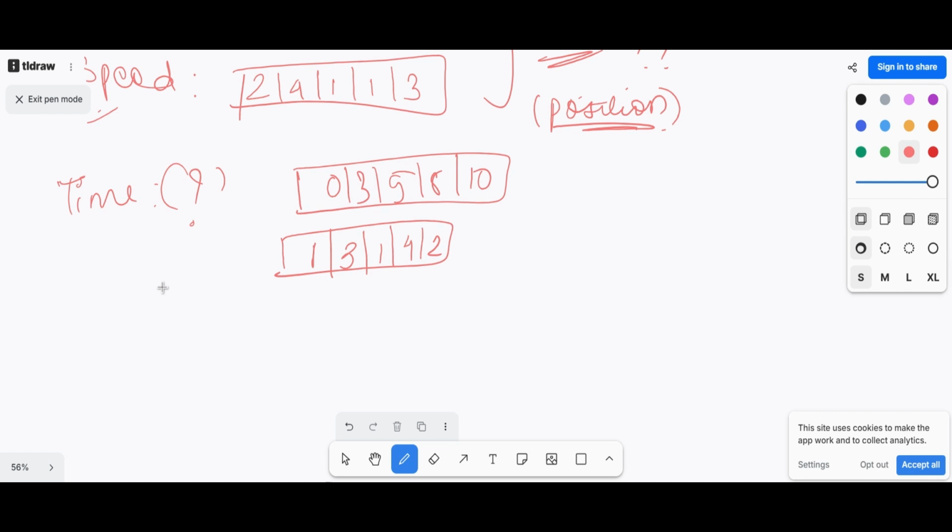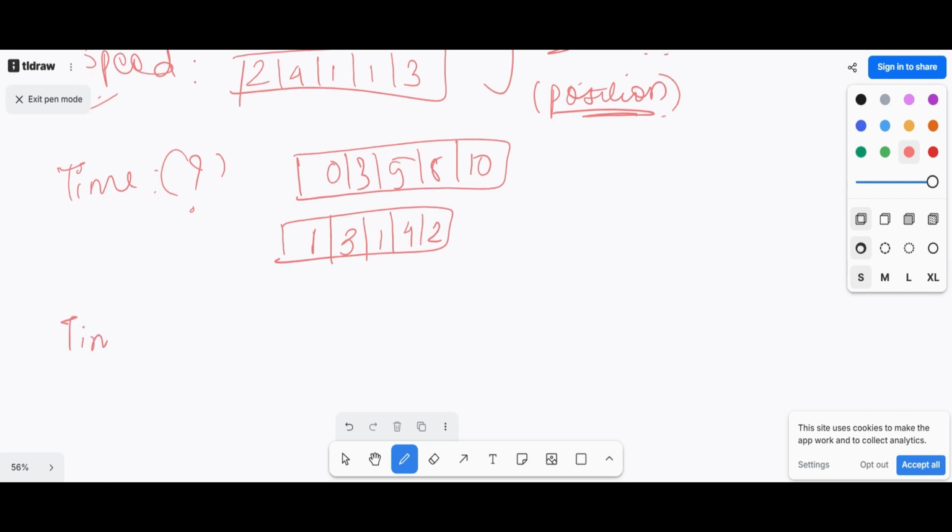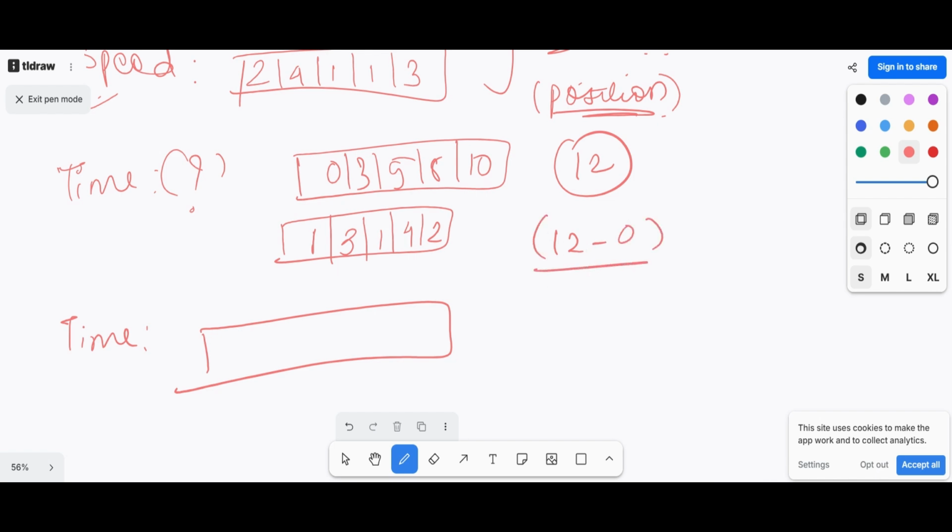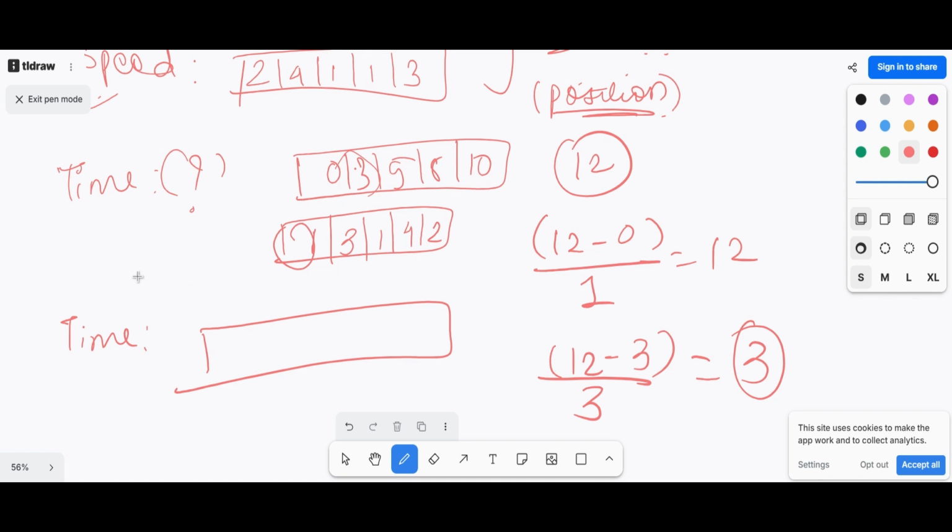Now at what time will they reach? If I have to calculate the time, let's say my target is 12 and I'm currently at 0, so 12 minus 0 divided by speed 1, so in total 12 hours I'll reach. For this 3, I have to reach 12, I'm currently at 3, divided by the speed 3, so 9 by 3 is 3, so in 3 hours I'll reach the point 12. So time is nothing but target minus position of I divided by speed of I.